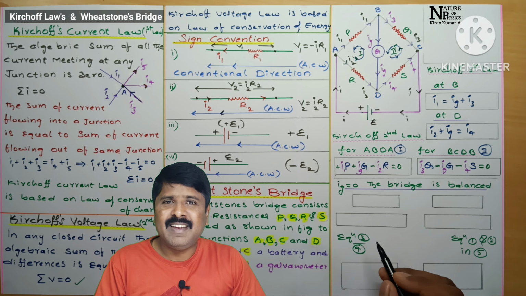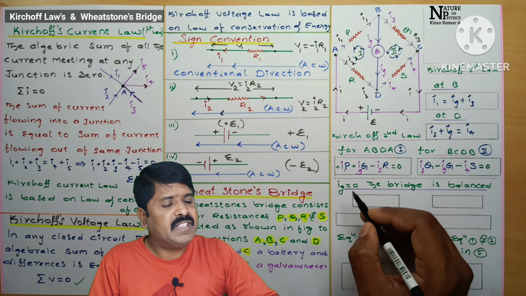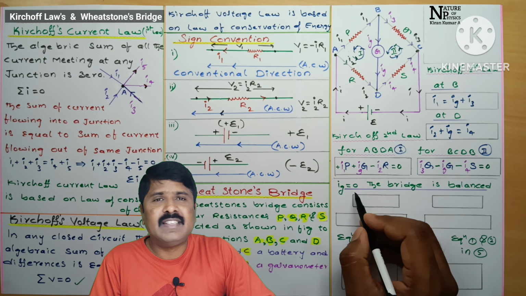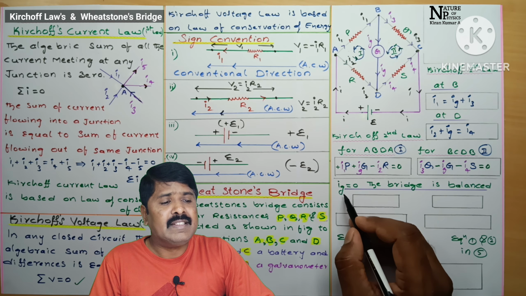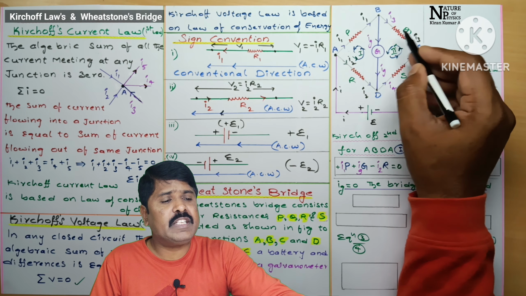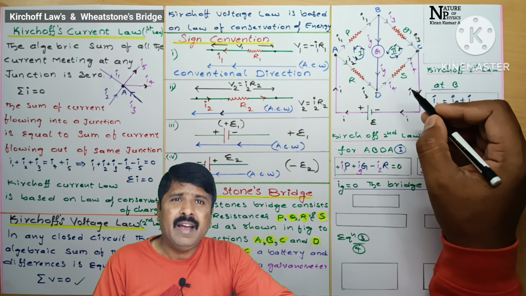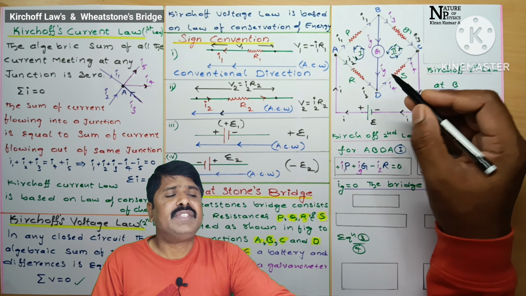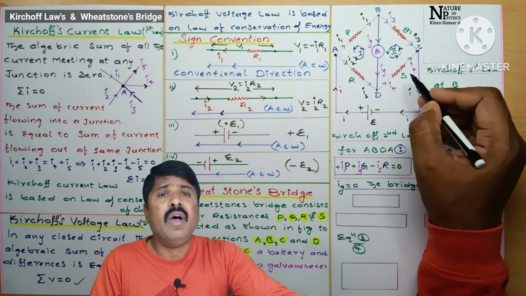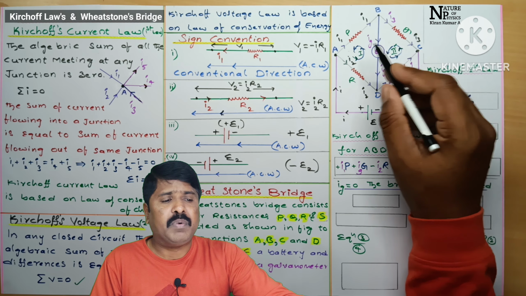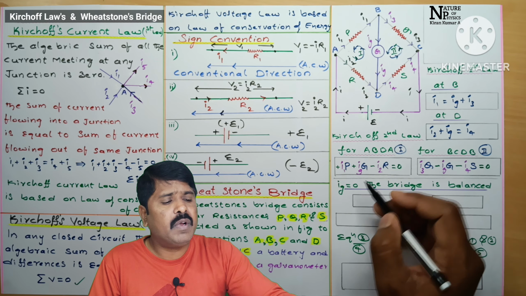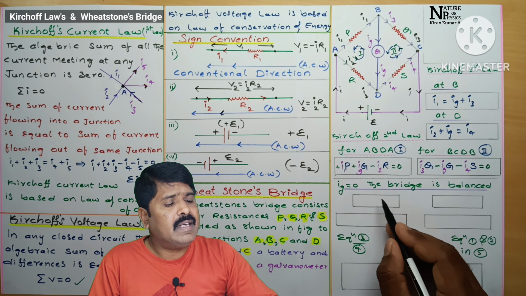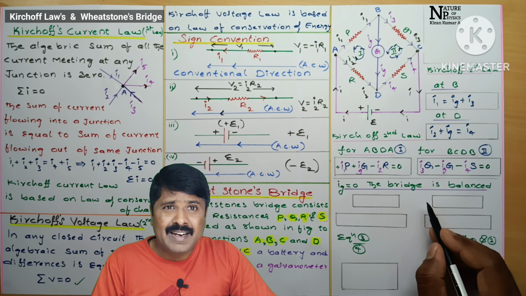There is a balancing condition of a Wheatstone bridge, that is, galvanometer current is equal to 0, IG is equal to 0. For this balancing condition, the resistors P, Q, R, S will be adjusted, so that at a certain position of resistors P, Q, R, S, the galvanometer current should be 0. That is, the Wheatstone bridge is in balancing condition.